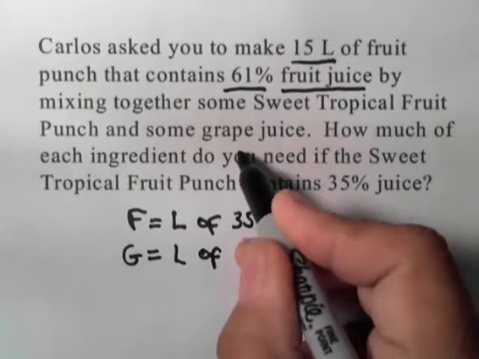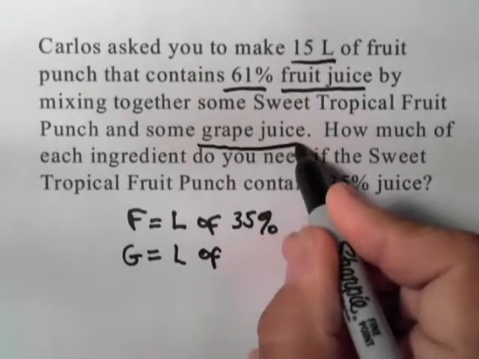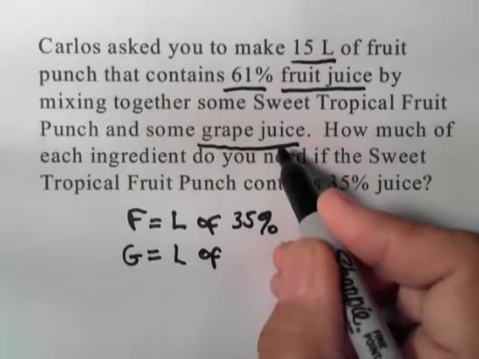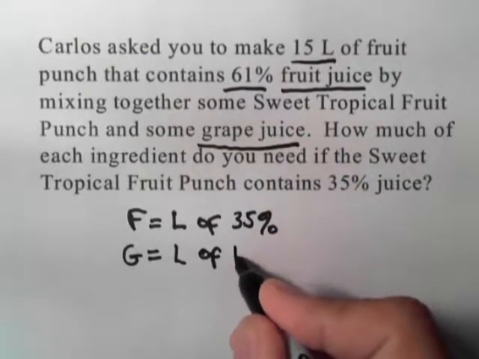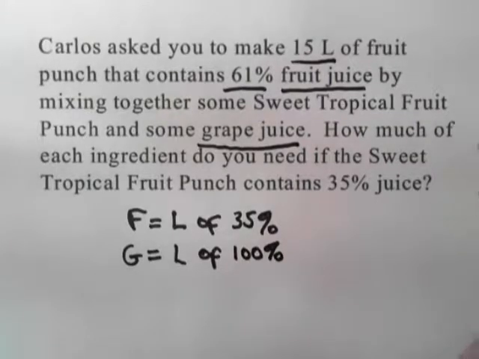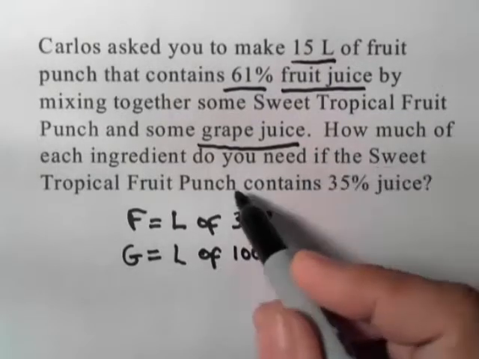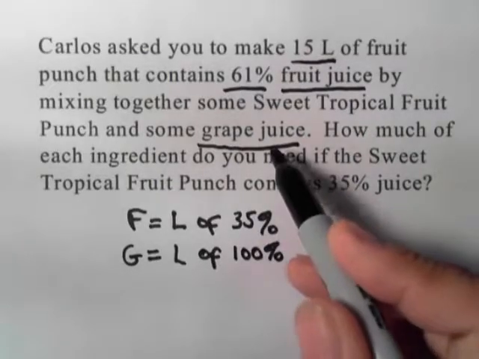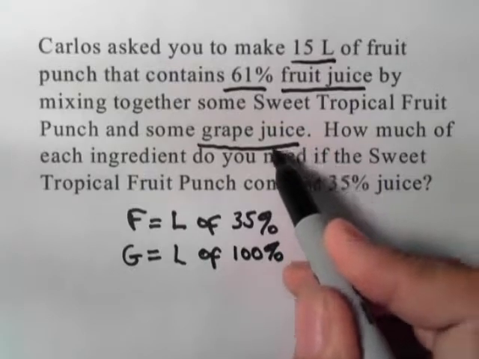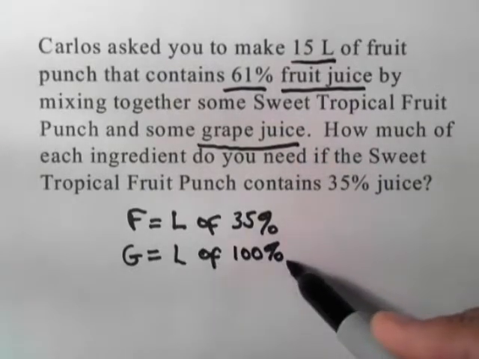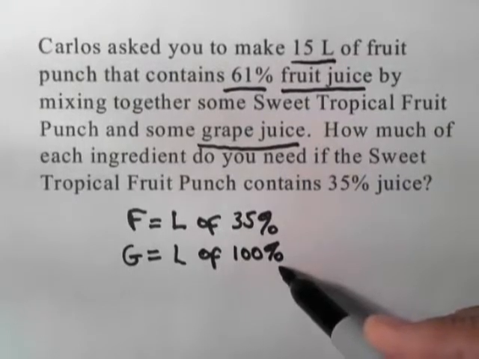Now here's the thing, notice, grape juice. This is pure juice. So, what's the amount of juice in it? Since it's all juice, it's 100% juice. So here we go again. The tropical fruit punch contained 35% juice. The grape juice we're mixing in, notice, is just plain juice, so it's 100% juice. So here are the two guys that we're starting out with.